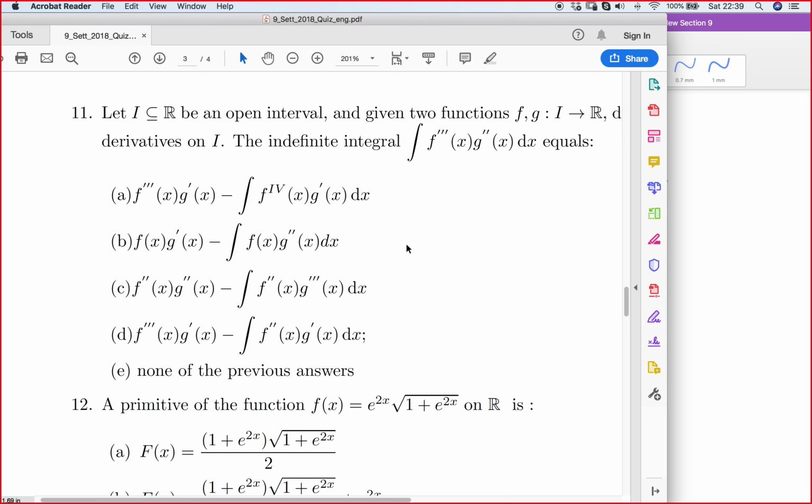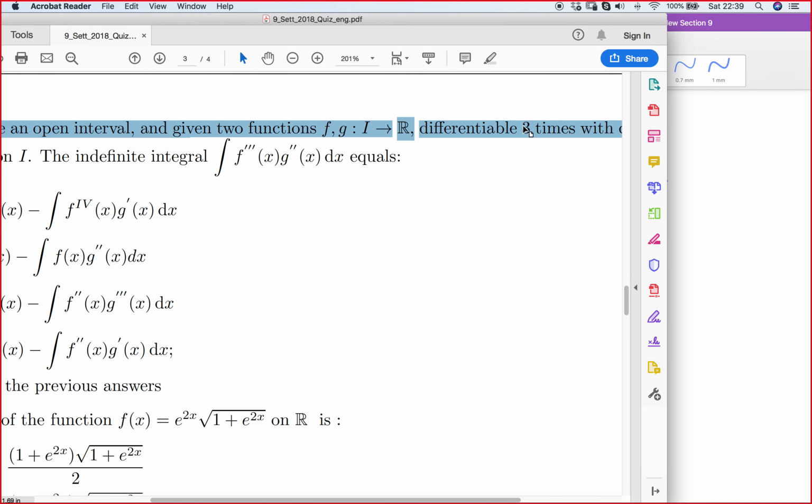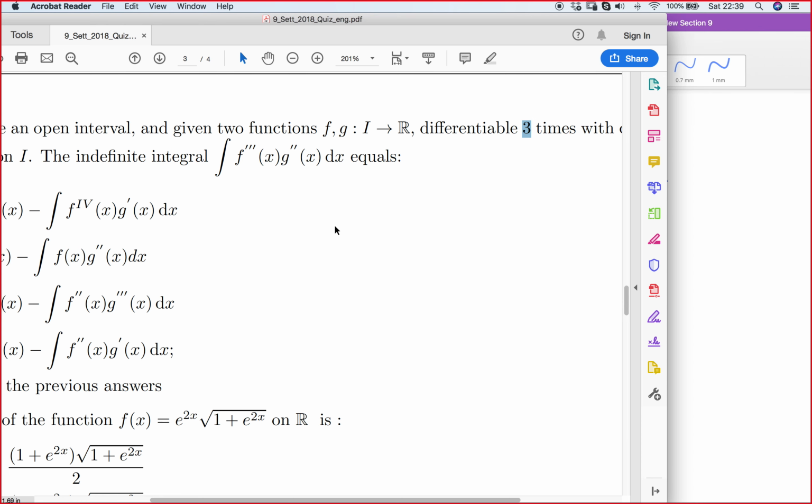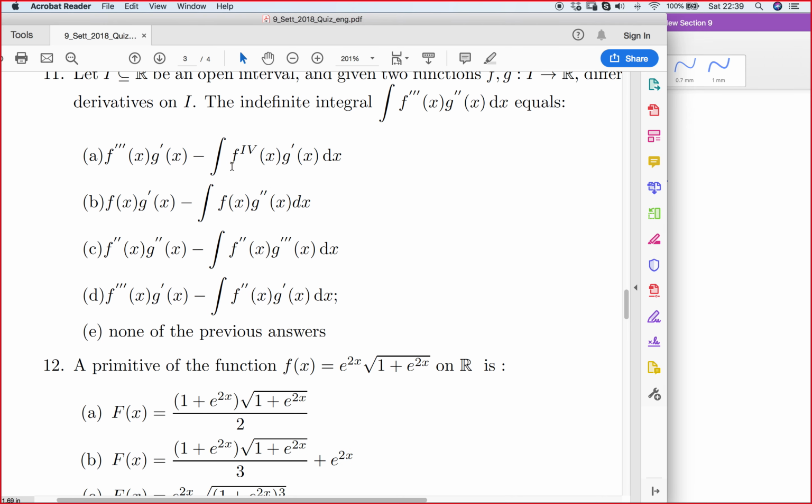Nice. First of all, I will directly say that a is false. Why is a false? Because I just know that the functions are 3 times differentiable, so I am not sure that the fourth derivative exists. If somebody tells me that something is just 3 times differentiable and then uses the fourth derivative, I don't know if it exists or not. Is that clear? So a is false because it used the fourth derivative, and I don't have the fourth derivative.